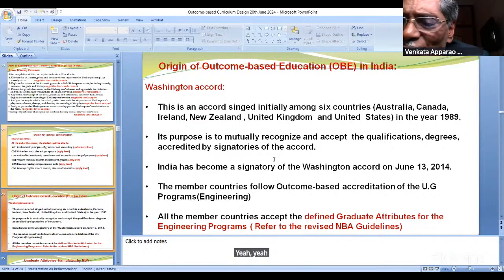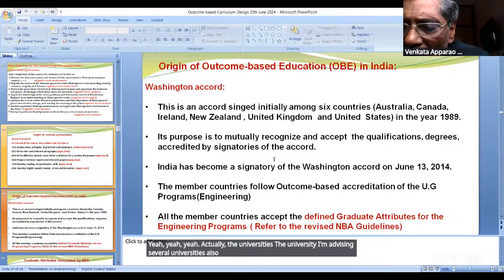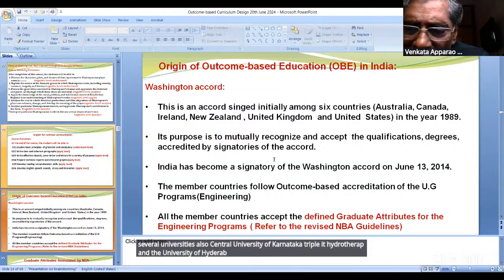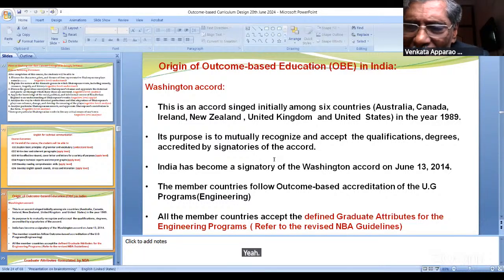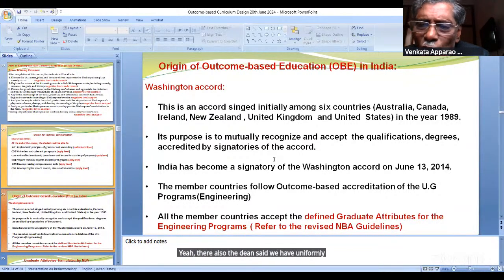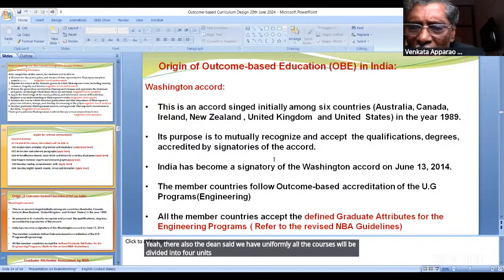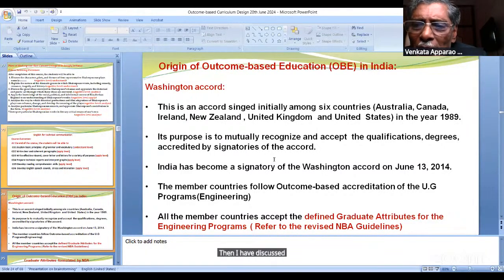Actually, the university, I am advising several universities also. Central University of Karnataka, IIIT Hyderabad, University of Hyderabad, JNTU Hyderabad, Osmania University Hyderabad, several universities I've been at. VNR Vignana Jyothi, which is an autonomous college. There also, the dean said we have uniformly, all the courses will be divided into 4 units and 4 course outcomes. Then I have discussed with them. It depends upon the nature of the subject.